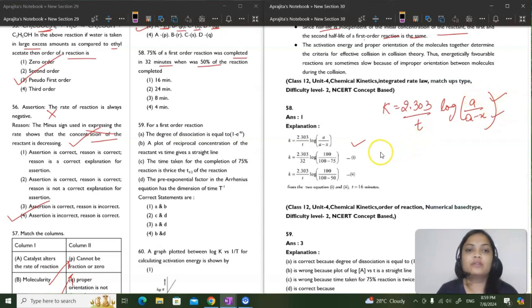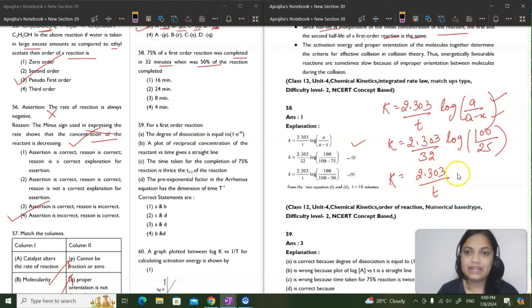Okay, so for 75%, firstly you will write, 75% of the reaction is completed in 32 minutes, so I will write 32 here, and it will be log of 100 upon 100 minus 75, you can write 25. The same goes here, it is 2.303. Now for 50% I have to find out, so I will write t here, log of 100 upon 50. Okay, so here I can divide these two equations.